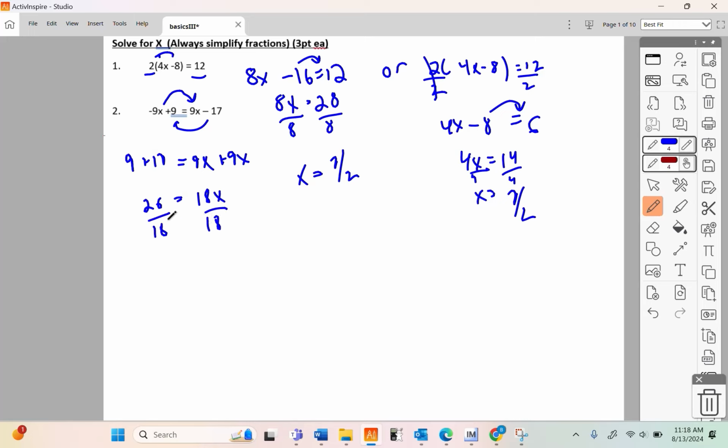So 26 and 18 are both even. So they're divisible by the number 2. 26 over 2 is 13. 18 over 2 is 9. There's my x value.